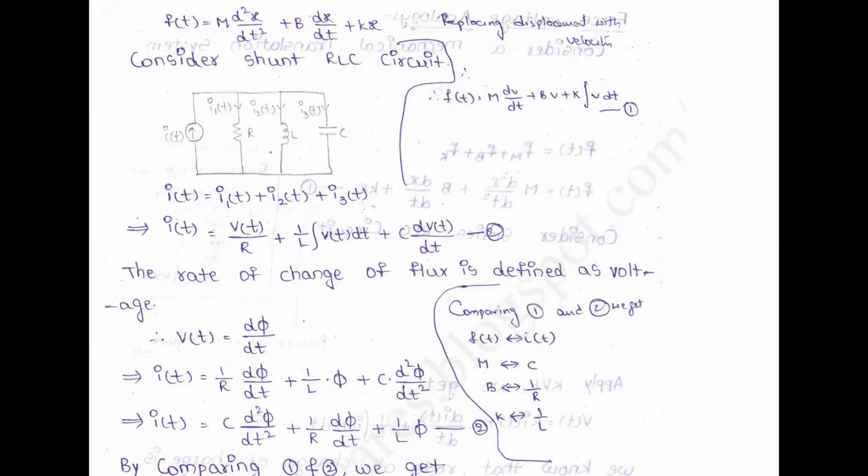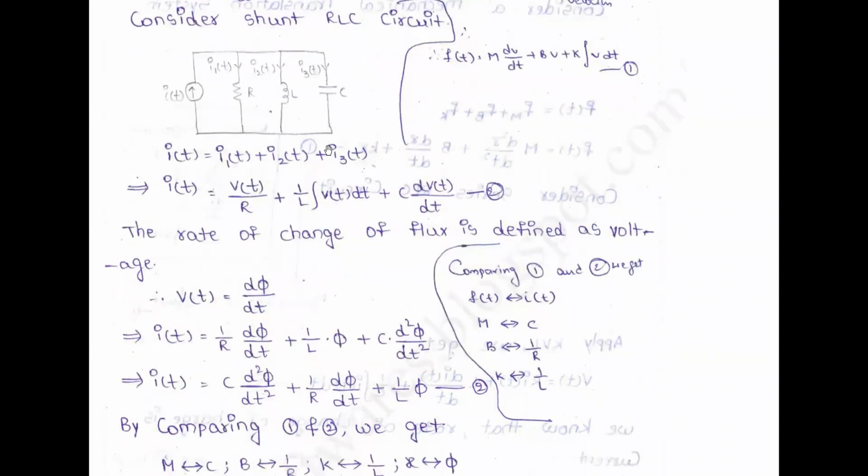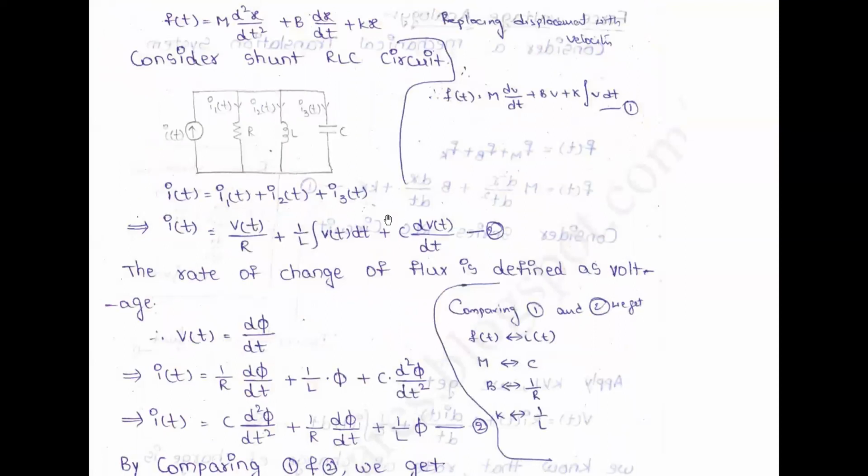Here I am taking the first node, V1. So you apply KCL at node 1. I of t is equal to V by R plus 1 by L integral V dt plus C into dV by dt. That's enough. In the force current analogy, mass is replaced by capacitor, B is replaced by resistor, K is replaced by inductor. Okay, so this is force voltage and force current.